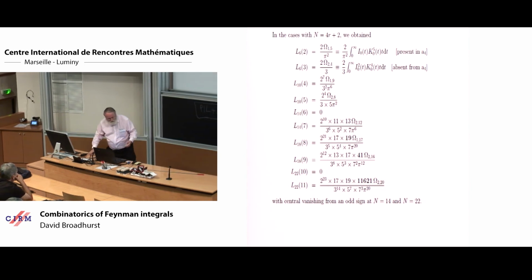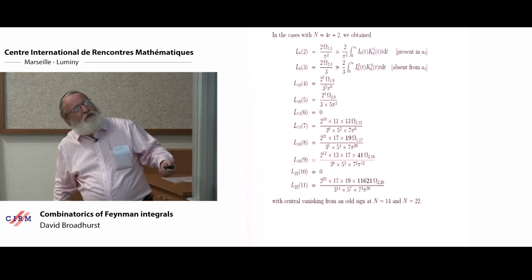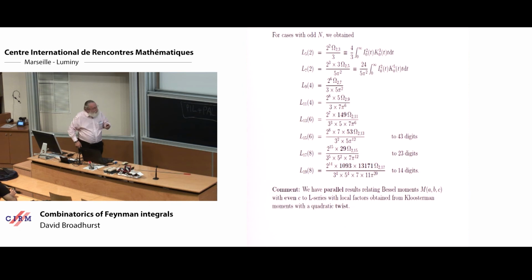So then it just goes on, right? It's just like picking fruit off a tree. You've worked very hard to do this. Here they are for when the number of Bessel functions is equal to 2 mod 4, and here they are when the number of Bessel functions is odd.